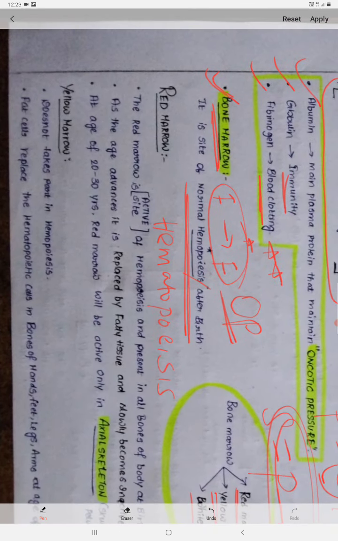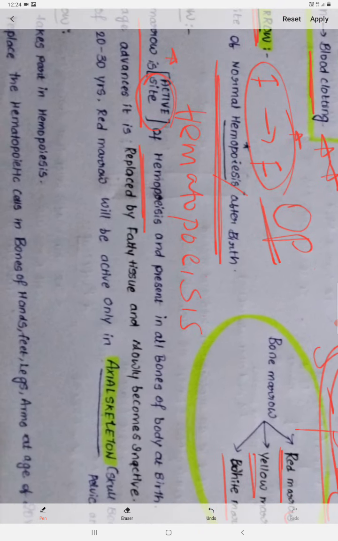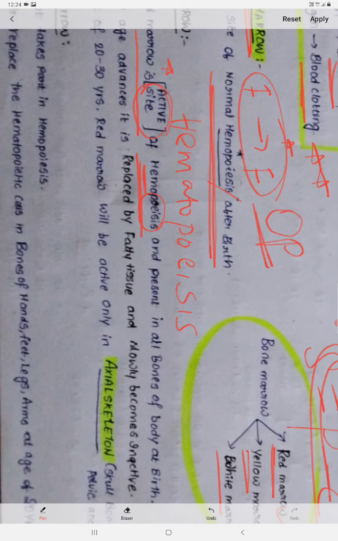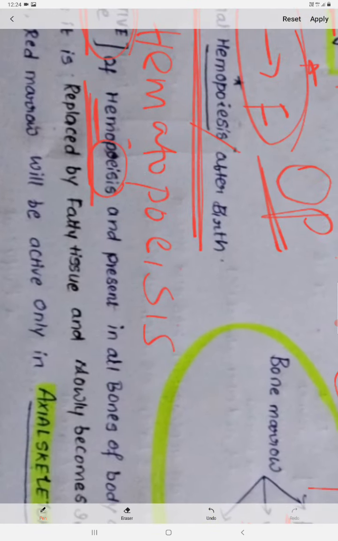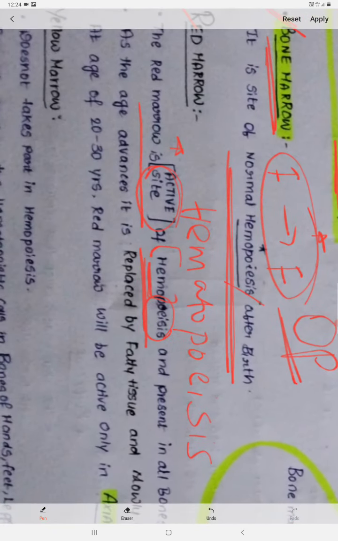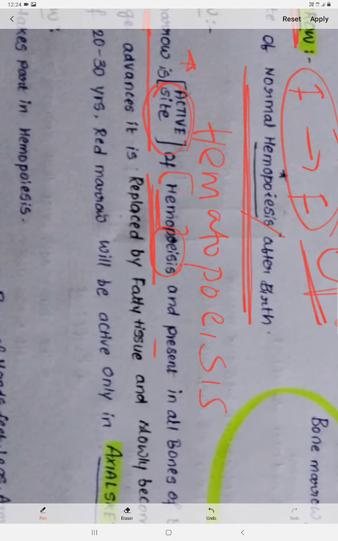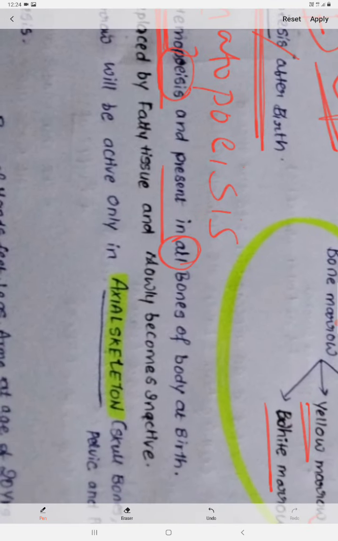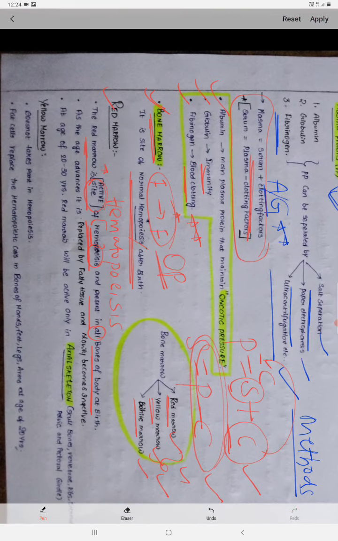So let us see in detail the red marrow. Red marrow is the active site, this is important, the active site of hemopoiesis. Poiesis means production, and hemo means blood and blood components. So production of the blood and blood components is called hemopoiesis. This occurs in the red marrow, which is a very active site, and is present in almost all bones of the body at birth.